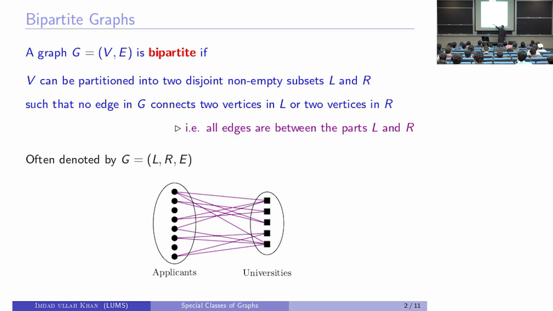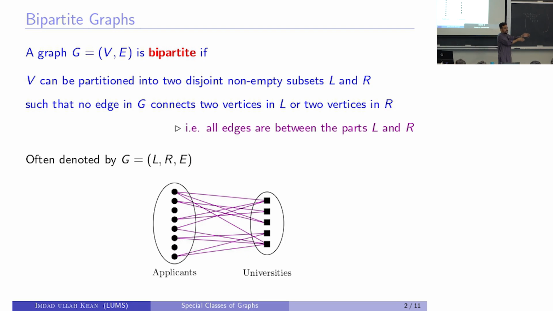There is no edge among the circles. There is no edge between any two circles, and there is no edge between any two squares, or boxes, right? All the edges, if any, are crossing from one part to the other part. Okay, is this clear? In a bipartite graph, the vertex set can be partitioned into two non-empty sets. Everything can be partitioned into V and the empty set, right? That's a trivial partition. So we want a non-trivial partition, not empty, not all of V. Both sides have something.